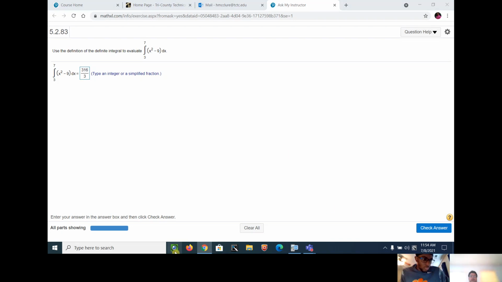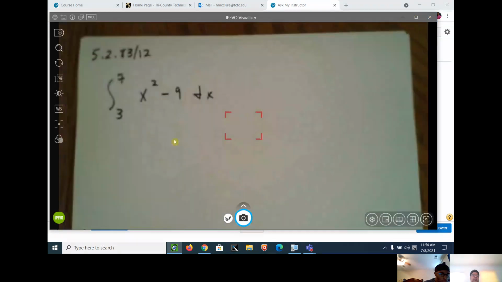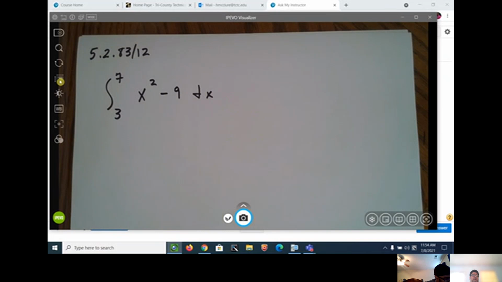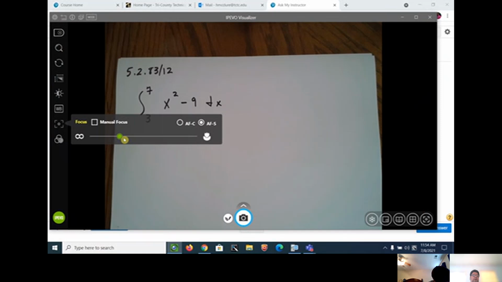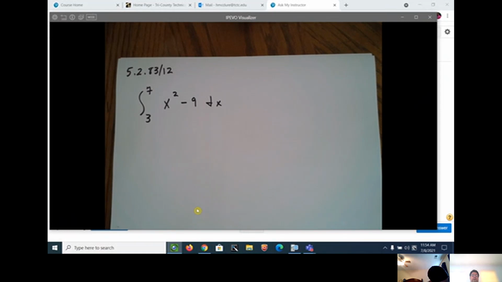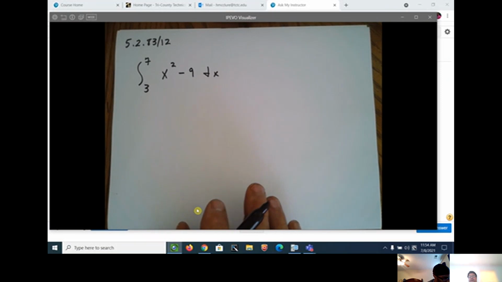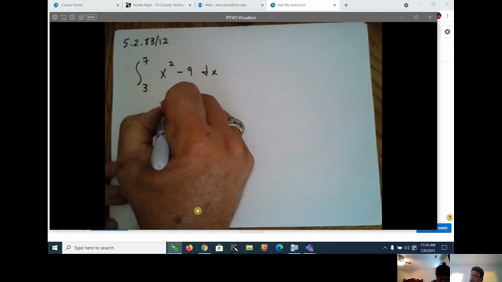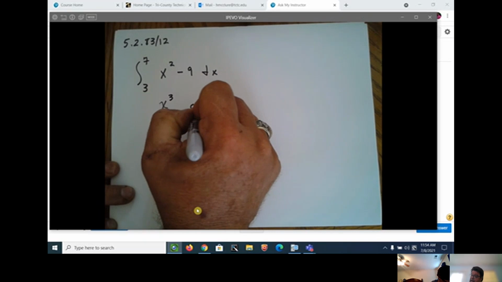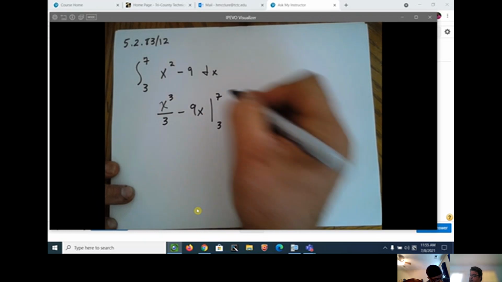So here's the question. They're wanting you to do sigma and Riemanns, but we're not doing that. We're just doing the antiderivative. So that's going to be x cubed over 3 minus 9x evaluated at 3 and 7.